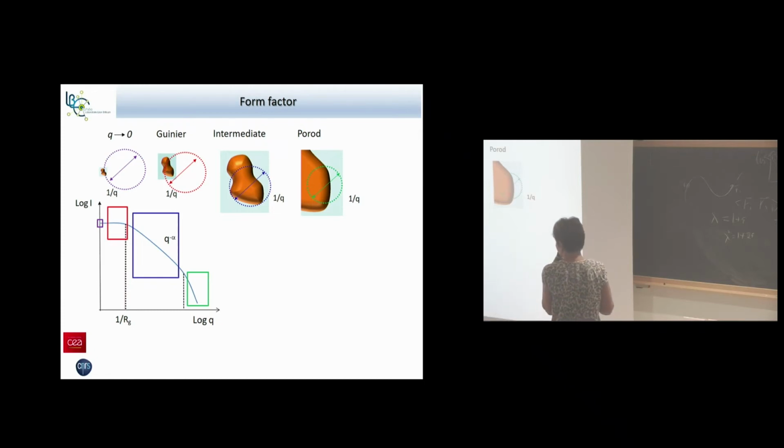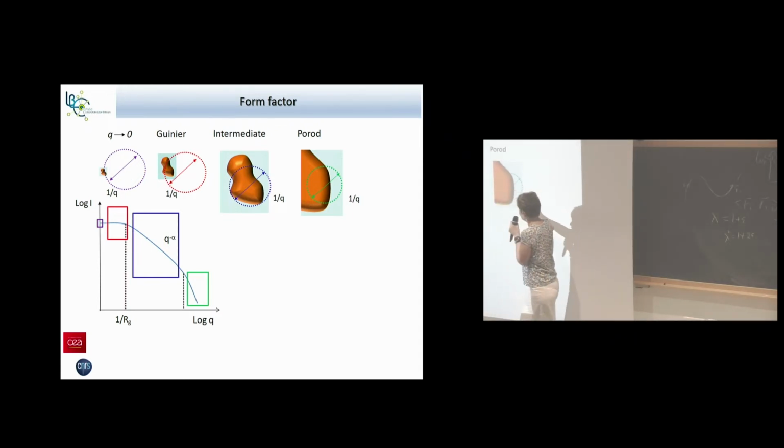So we look at 0 Q value. It means you are looking far from the object that you want to look at. And this will give us something very interesting, which is the number of elementary scatterers inside this. We are looking at the Guinier region here, which will give us the mean size of this object.